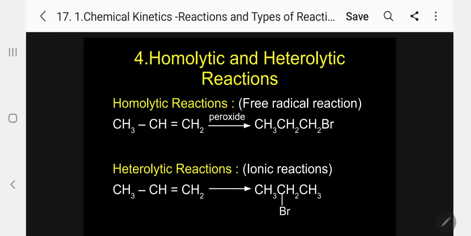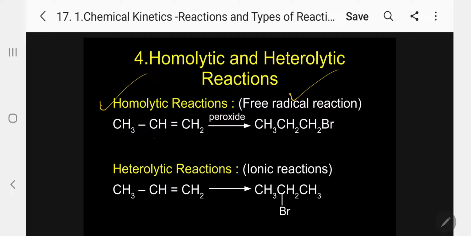homolytic and heterolytic reactions. What are homolytic and heterolytic? Homo means same, hetero means different. So in any chemical reaction, kindly follow, if a free radical is involved, that is, an atom with an unpaired electron, we can say the radical is involved. That is, kindly follow, peroxide is involved. So in this case, I can say homolytic reactions are called free radical reactions.